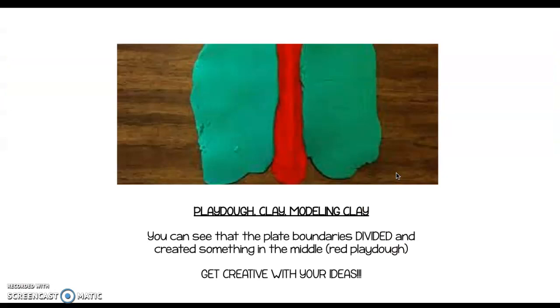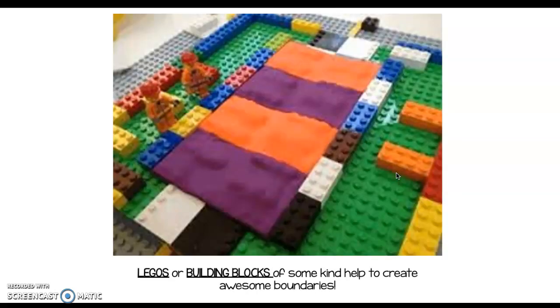Play-Doh, modeling clay, regular clay. Okay, you can see that this is a divergent one. Okay, it's being divided, and the red is kind of creating something in the middle that we talked about, special to divergent plate boundaries. Remember to get creative with your ideas. Have fun with this. You're just playing around. You can have Legos, building blocks. Okay, I'm sure that somewhere in your house you have something like this.